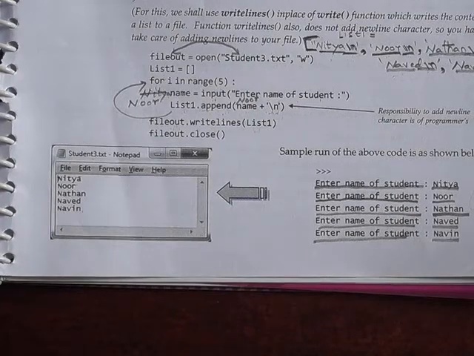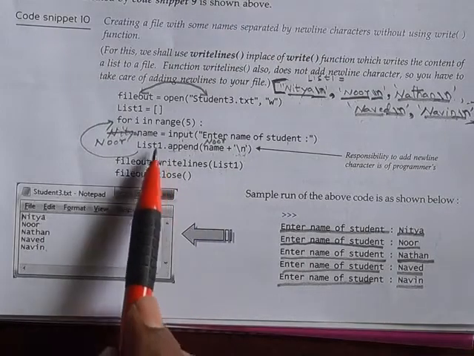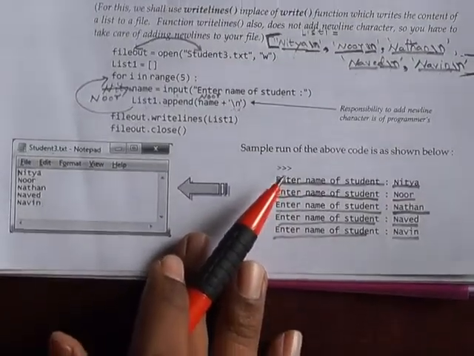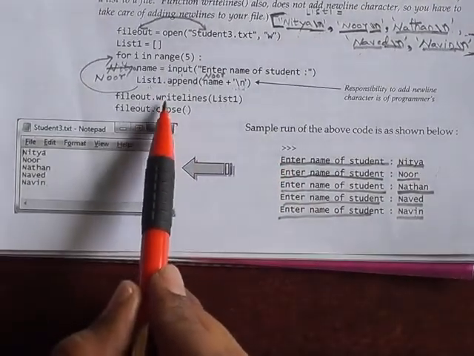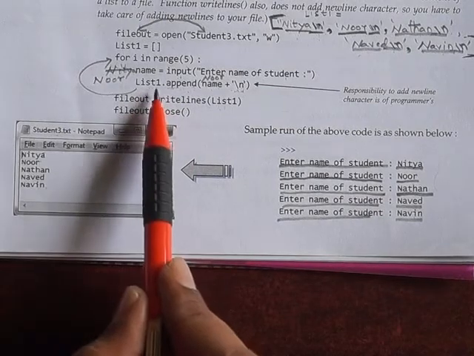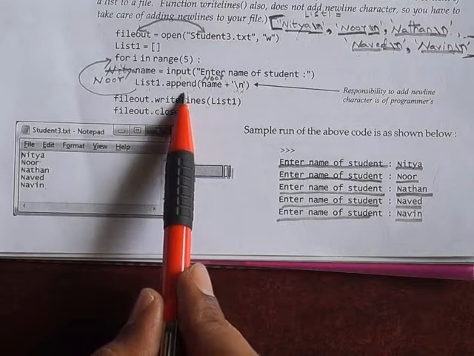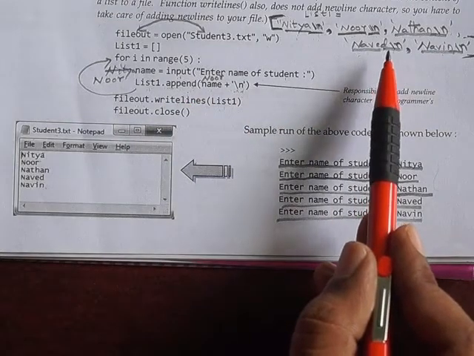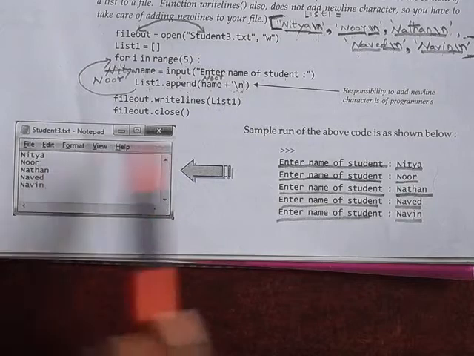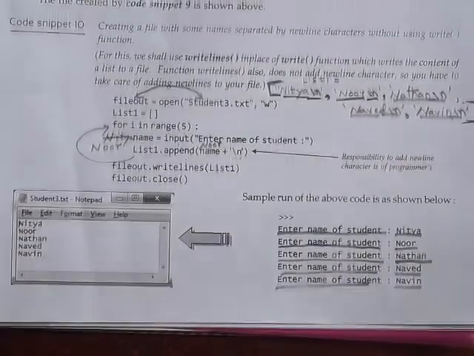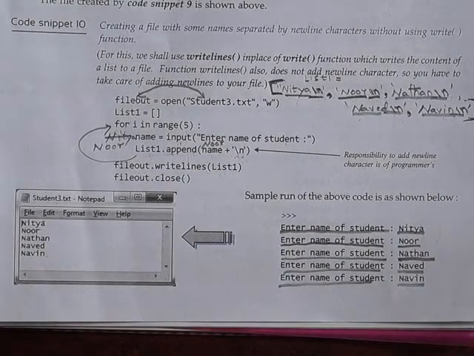Very simple. In this program we are using list. In the previous program we are not using any list, but in this program we are using list. Also in the list we are using append concept. Okay, fine. So using the list, we are writing all these things in the student3.txt. That's all. Okay, so I think you understand. Hope you understand. Thank you very much.